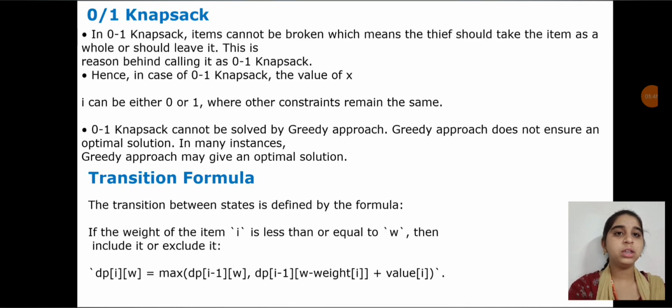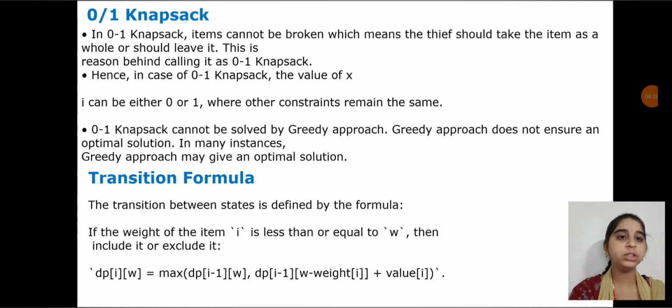0/1 knapsack. In 0/1 knapsack, items cannot be broken, which means the thief should take the item as a whole or should leave it. This is the reason behind calling it 0/1 knapsack. Hence, in case of 0/1 knapsack, the value of x_i can be either 0 or 1, while other constraints remain the same. 0/1 knapsack cannot be solved by greedy approach. Greedy approach does not ensure an optimal solution. In many instances, greedy approach may give an optimal solution.